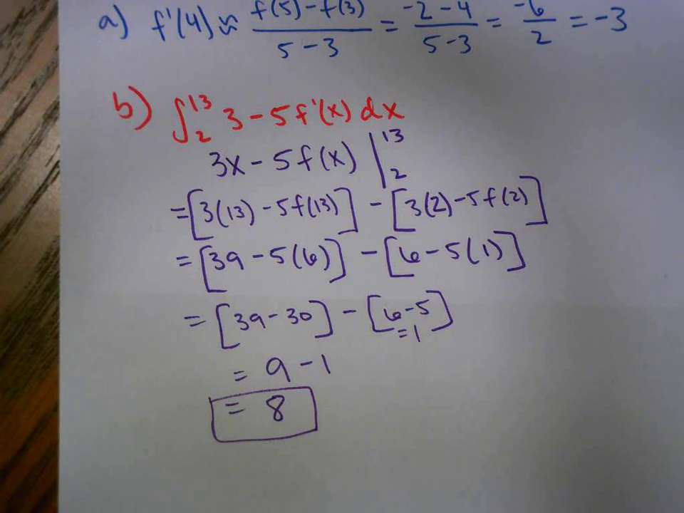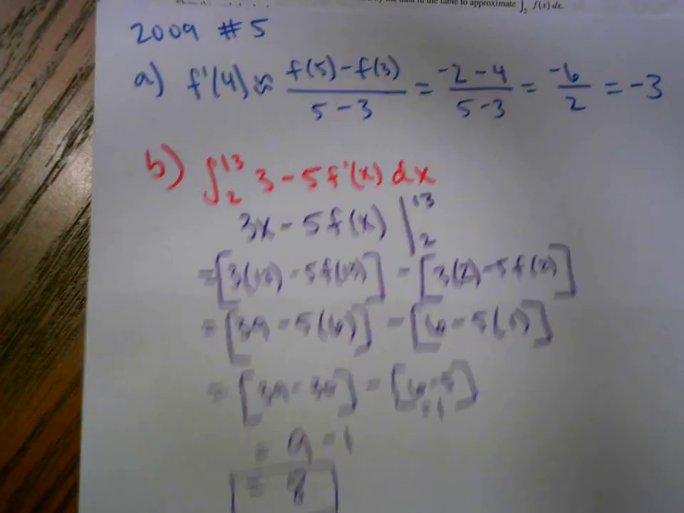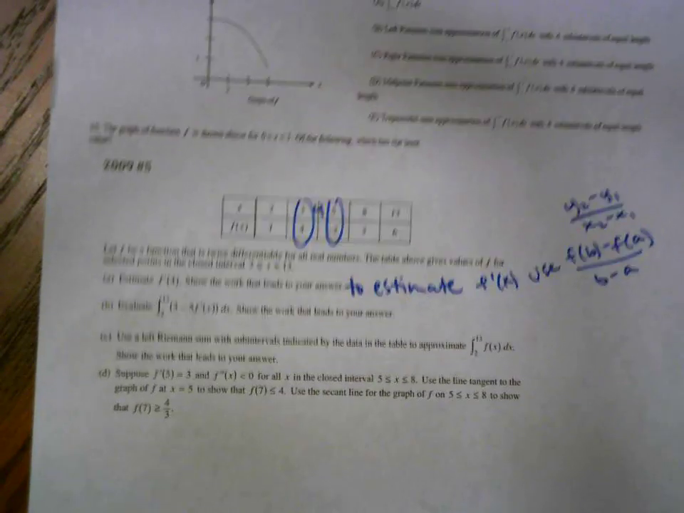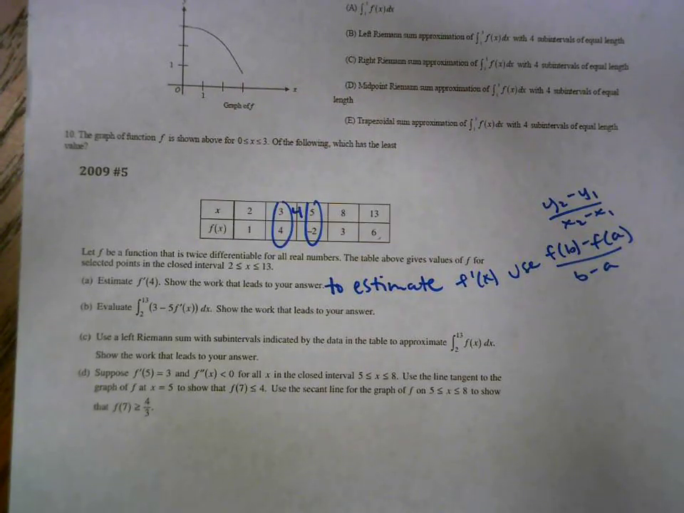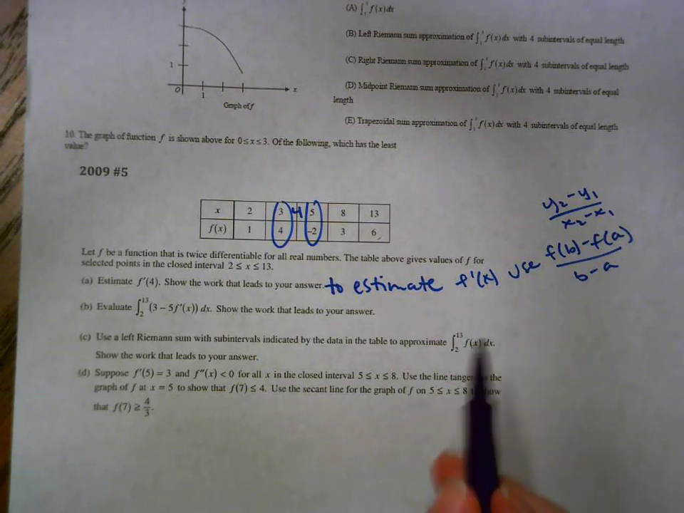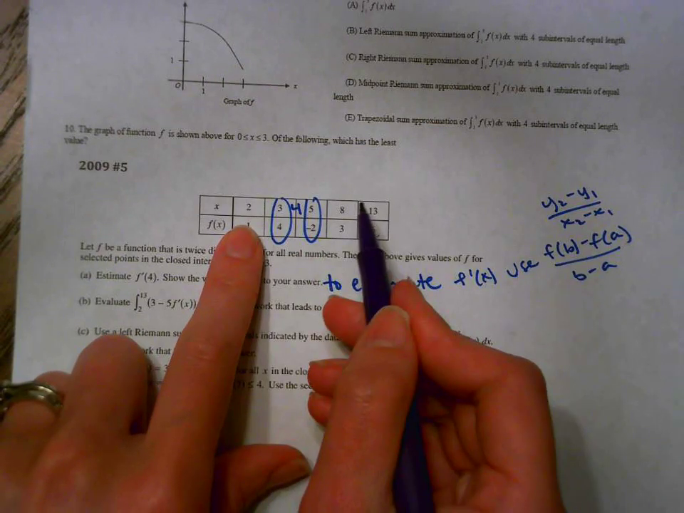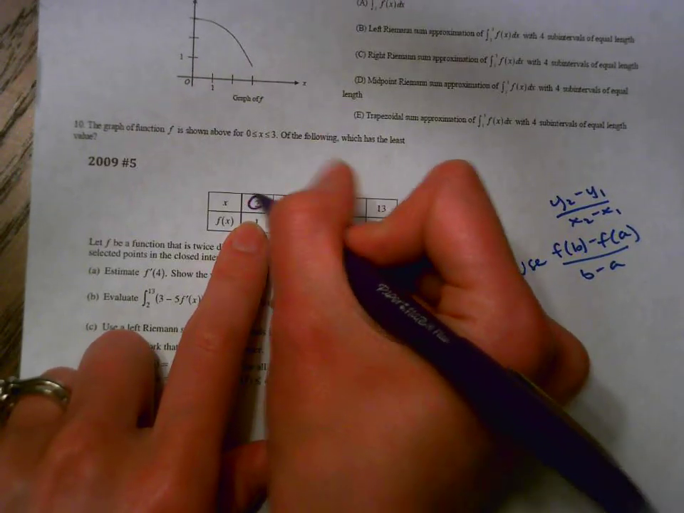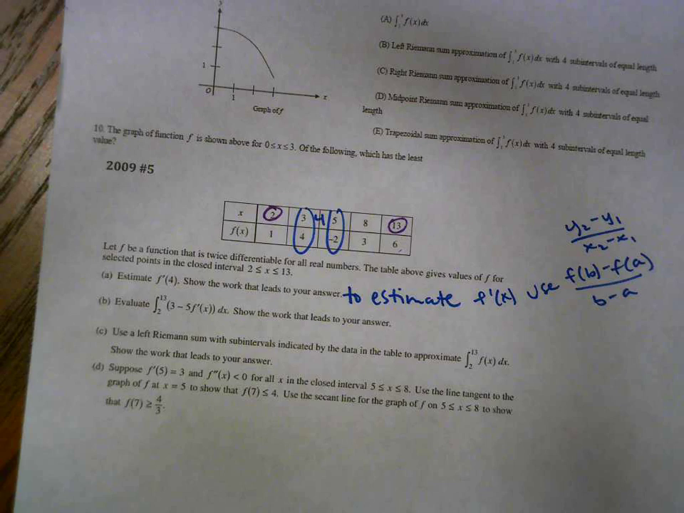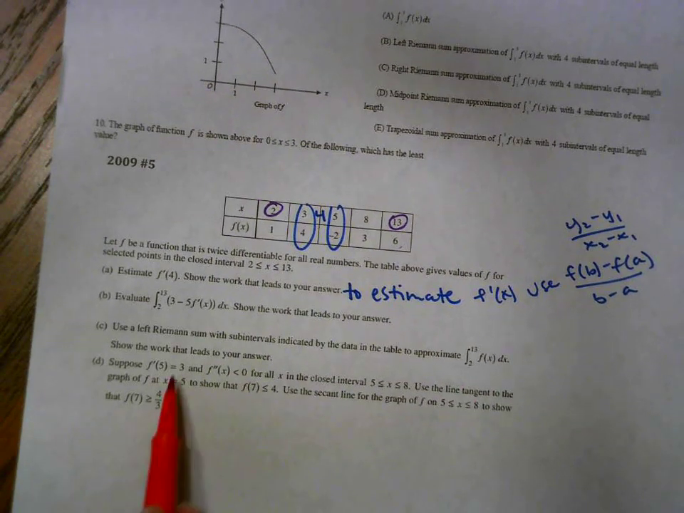That would be your answer. So for C, it says use a left Riemann sum with subintervals indicated by the data in the table to approximate the integral from 2 to 13. Check those boundaries. Okay, don't just do the whole table. In this case, it does go from the beginning to the end, but just be careful because it doesn't always. You can show the work.